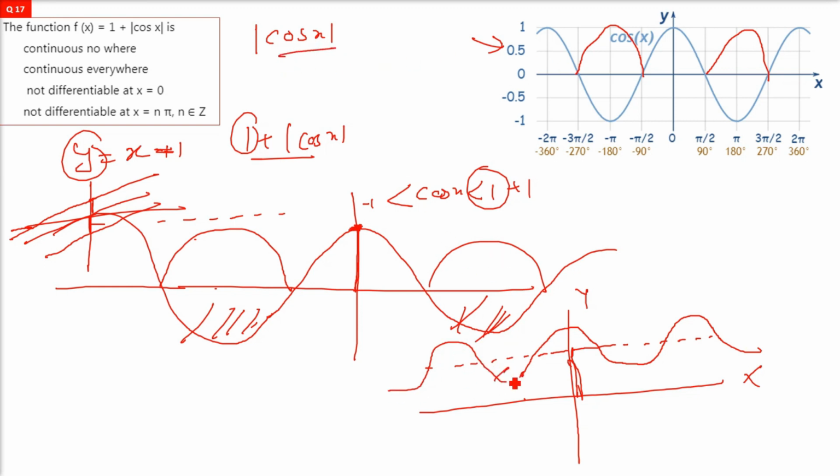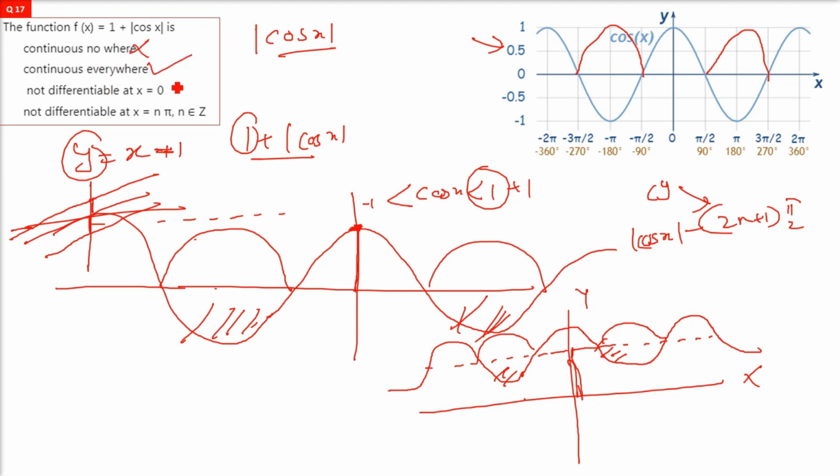Mod cos x will be what? Mod cos x is such that all the values which are below the x-axis will go up. So we talked about cos x and modulus of cos x. It is continuous everywhere, but it is not differentiable at 2n plus 1 pi by 2. At all the odd multiples of pi by 2, there is a sharp edge, so it cannot be differentiable. So this is how you are going to give the answer.